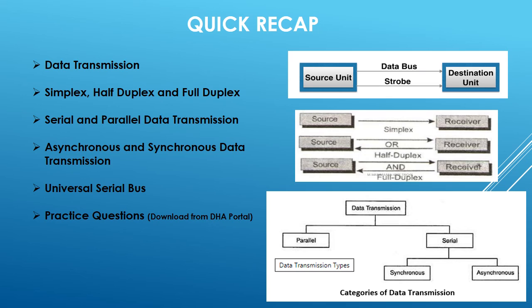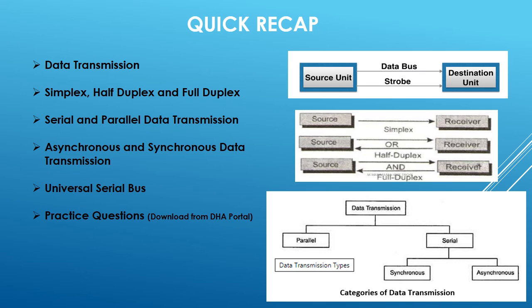Then we discussed the differences between serial and parallel data transmission. In serial data transmission, data is sent over a single wire and data is sent bit by bit. In parallel data transmission, data is sent from source to destination through 8 parallel wires or 16 parallel wires or 32 parallel wires, all bits all together. Serial data transmission is best used over longer distances, while parallel data transmission is used over shorter distances.